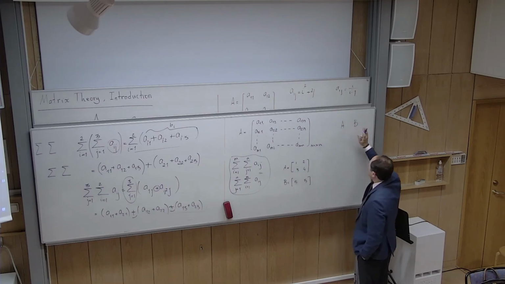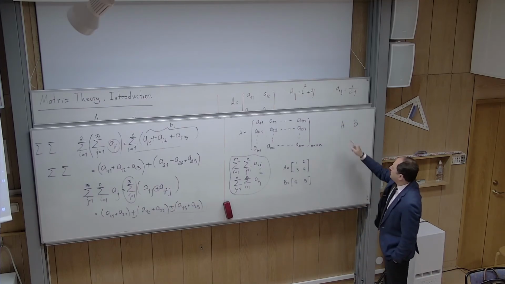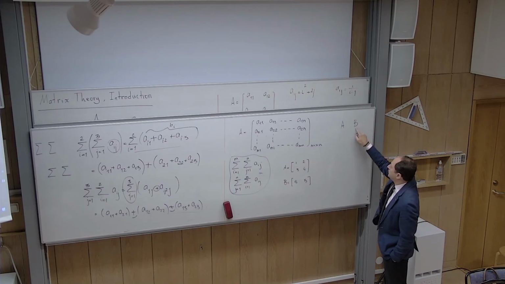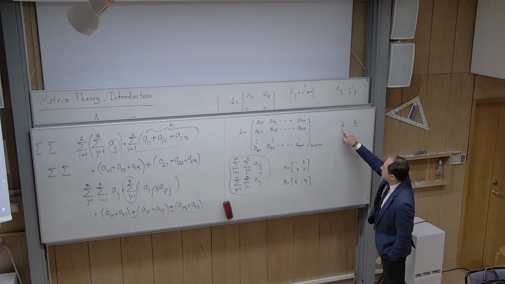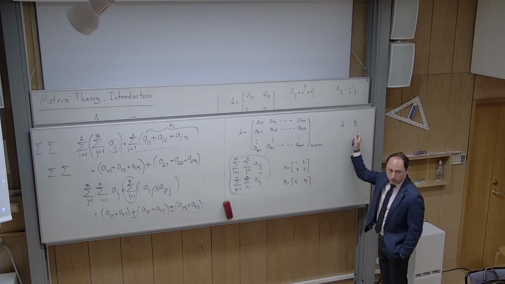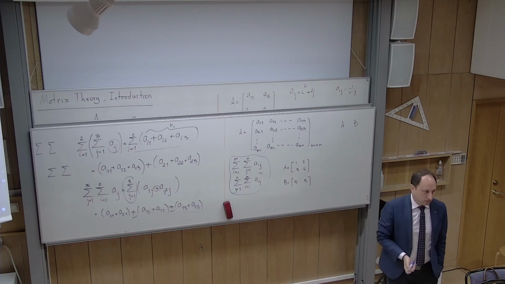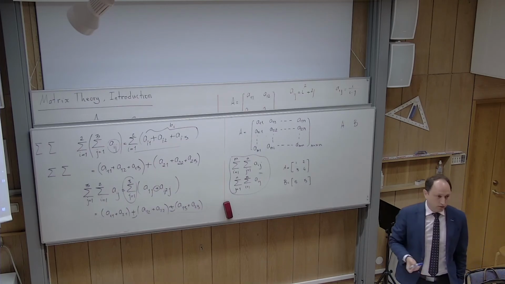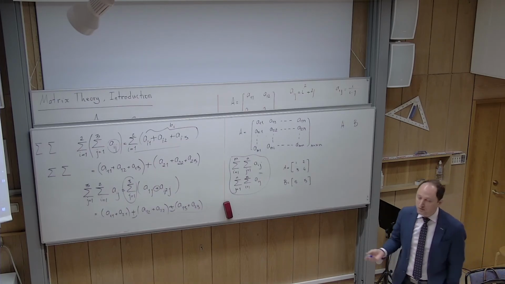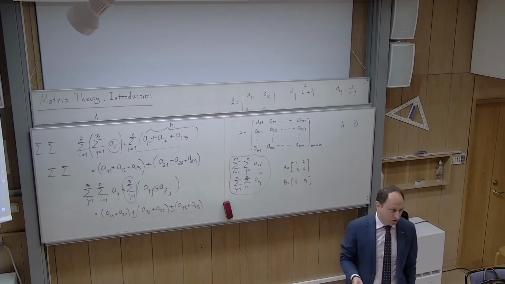Two matrices A and B are said to be equal if the number of rows of A and the number of rows of B are the same, if the number of columns of A and the number of columns of B are the same, and every entry of A is equal to the corresponding entry of B. This is the standard definition of equality of two matrices. So in principle, you cannot differentiate them with your eyes.